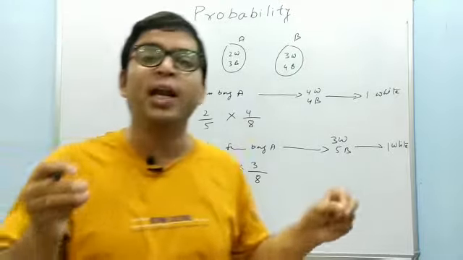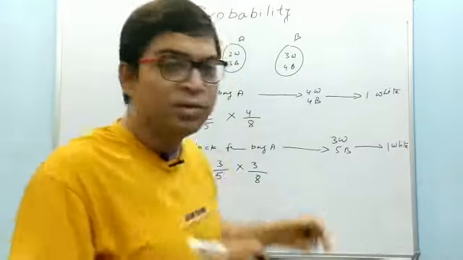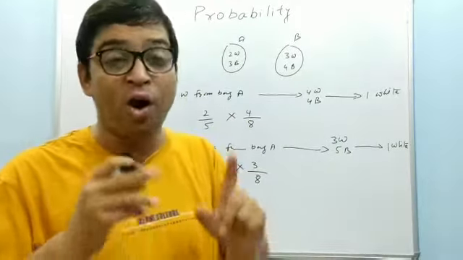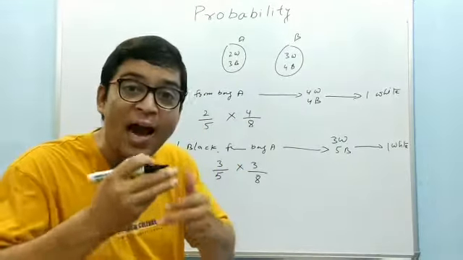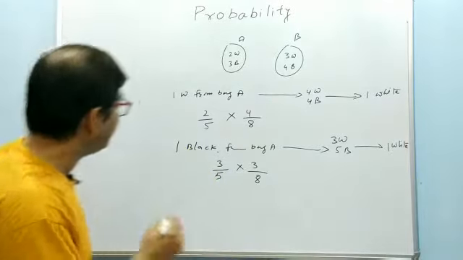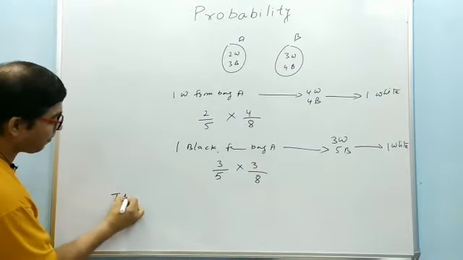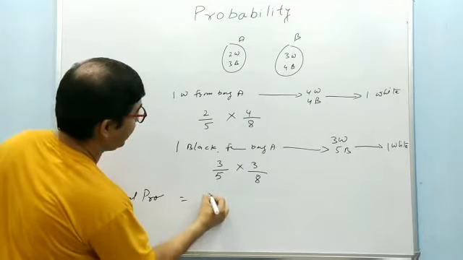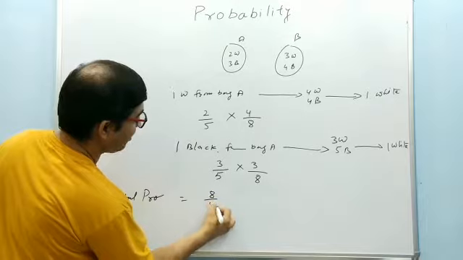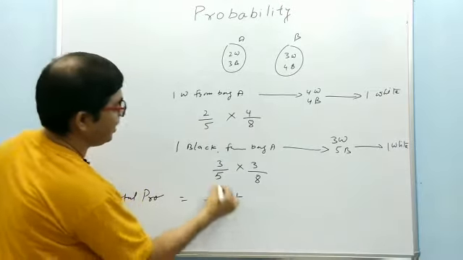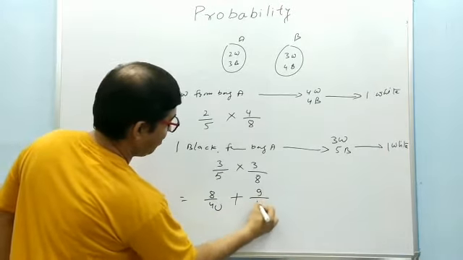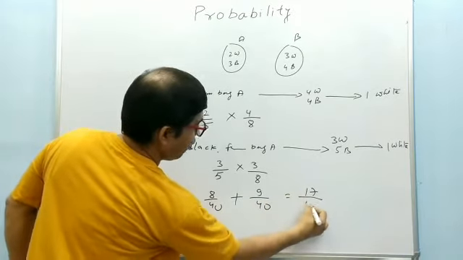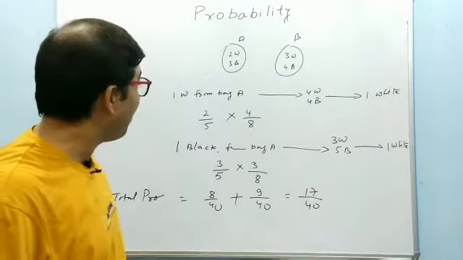So the total outcome, either what we want will happen in this way or that way. Or means we have to add up both the probabilities. So the total probability will be, either this is coming out to be 8 by 40 plus it is coming out to be 9 by 40. So this is coming out to be 17 by 40. That is the required probability.